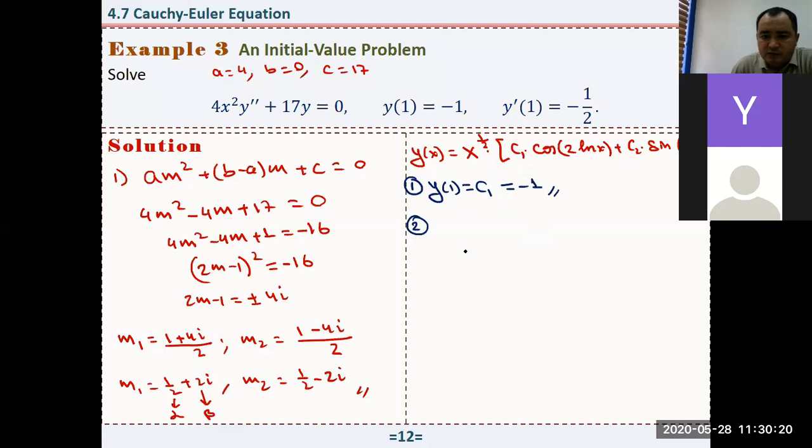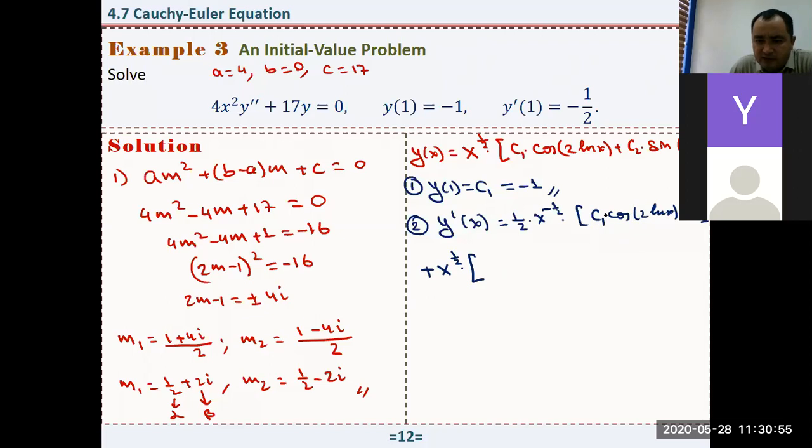If we differentiate this, what do we have here? Y prime of x is equal to, okay, we will finish in 5 minutes. First, we need to differentiate this. That is 1/2 times x to the power minus 1/2, and here we have c1 and the cosine of 2 natural logarithm of x, plus the same thing, x to the power 1/2 and differentiate inside. Actually, c sub 1 is negative 1, so I don't have to write c sub 1 again, it's just negative 1.